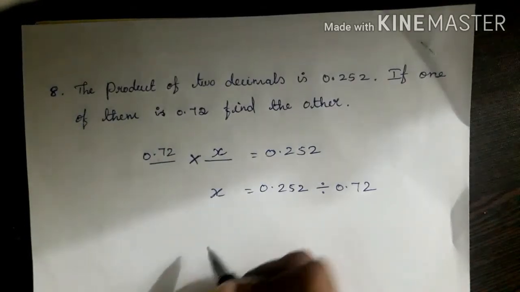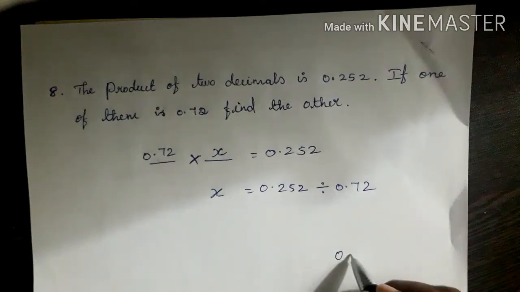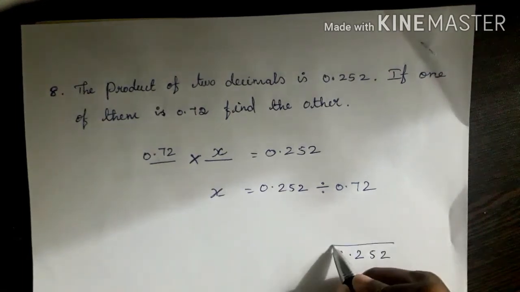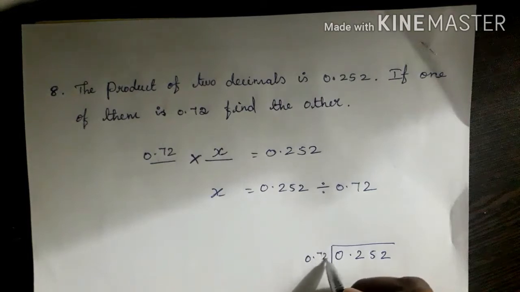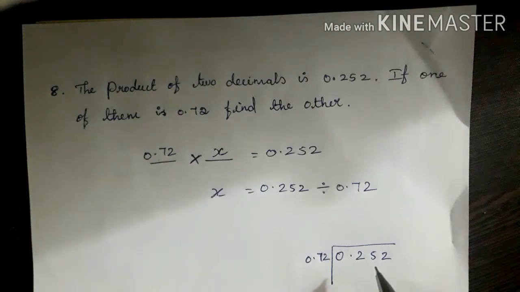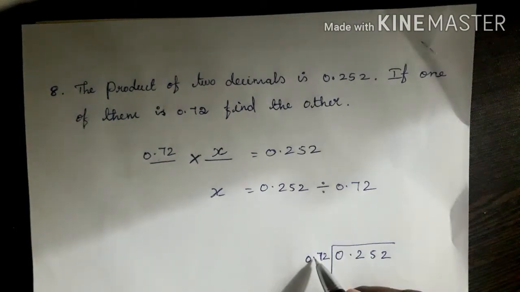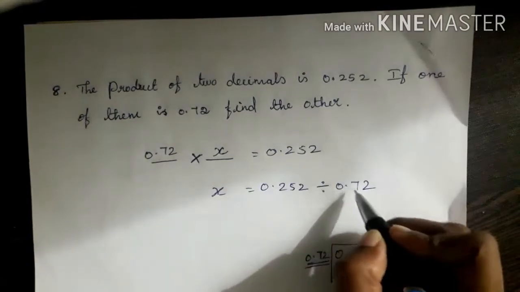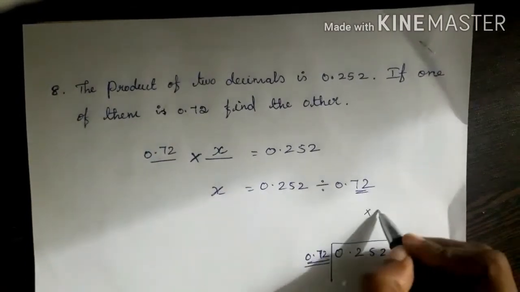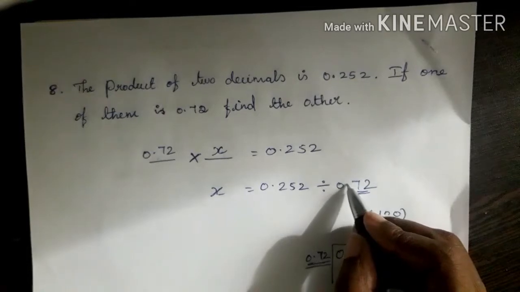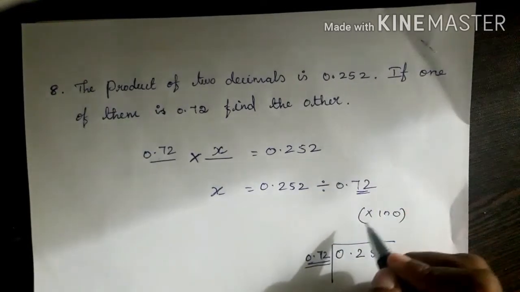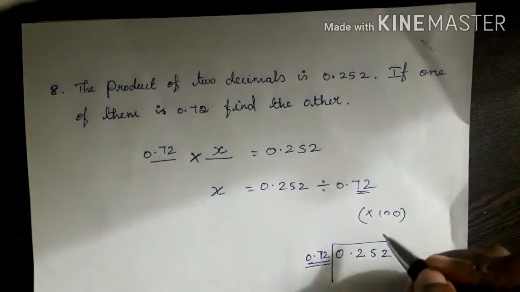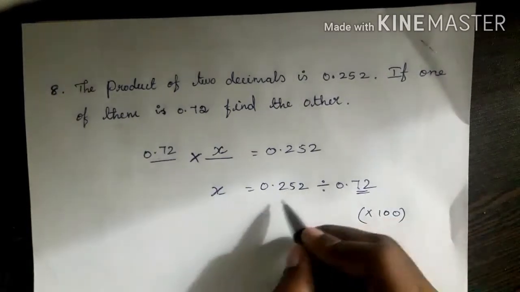That's all, simple. Let's divide 0.252 divided by 0.72. Can you divide these two numbers? Yesterday I taught you what to do. In the divisor, first you should remove the point. How to remove it in the divisor? After the point there are 2 digits, so multiply by 100 on both sides, then the divisor point will be removed, and we can divide properly. Understand? So let's multiply by 100 on both sides.